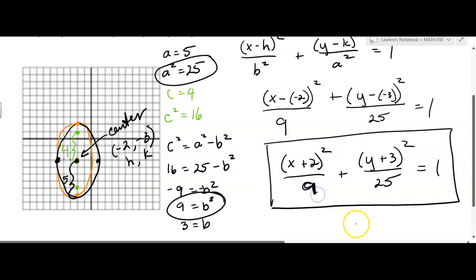One thing I'm going to point out, that addition sign is very important. That's what makes it an ellipse. As we do other conic sections, you'll see that, but I just want to point it out now. This is an addition sign.